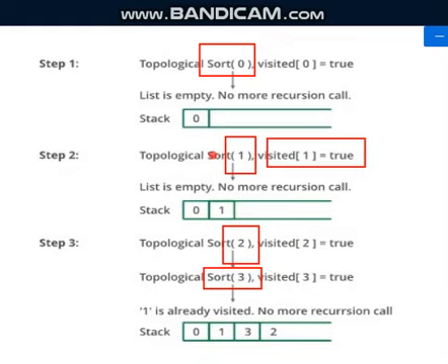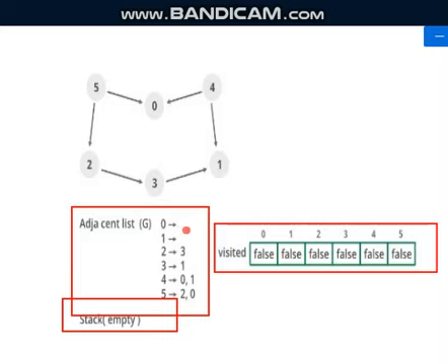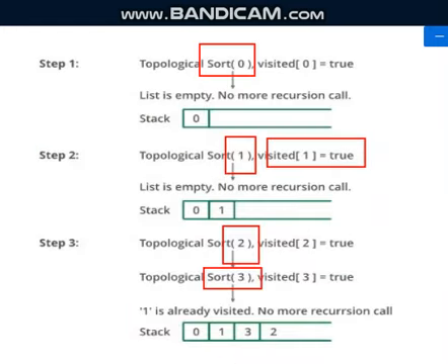Okay, so we started from 0. From 0 you don't visit any other node, so that is the reason you have this adjacency list. So from 0 you don't visit any other node, so you will put that node 0 to the stack. Now again the next node is 1, so from 1 you will not reach any other node, so you will put that 1 to the stack.